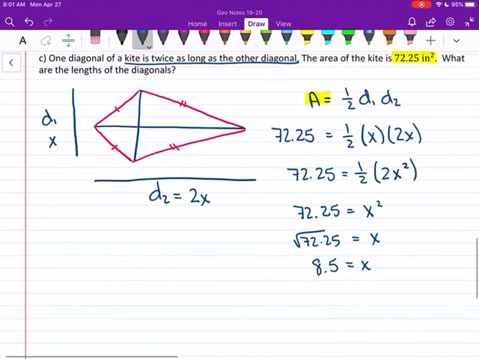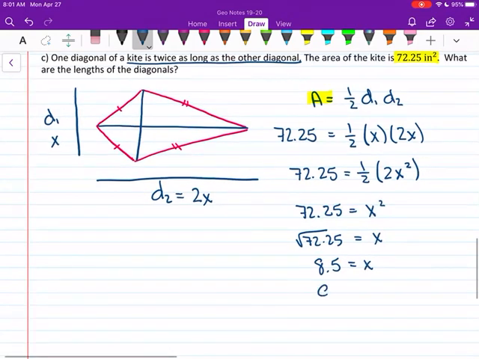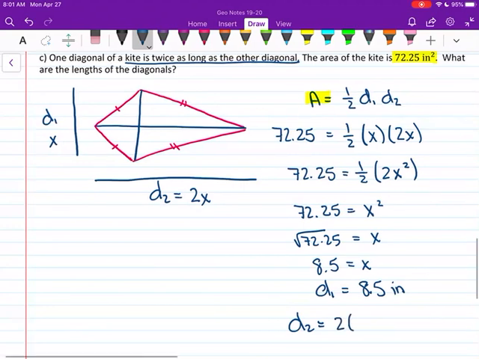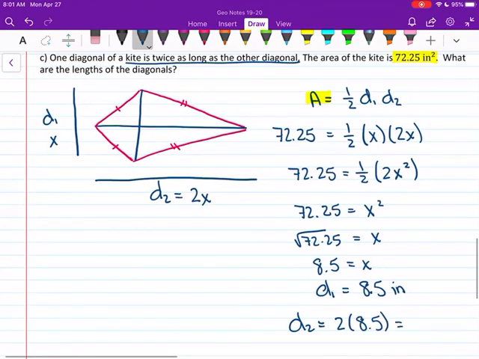And then my other diagonal is twice that much, so diagonal 1 equals 8.5. And what are my units here? My units are inches, because that's a length. And then diagonal 2 is twice that, so diagonal 2 is going to be 17 inches. Okay, so my diagonals are 8.5 inches and 17 inches.